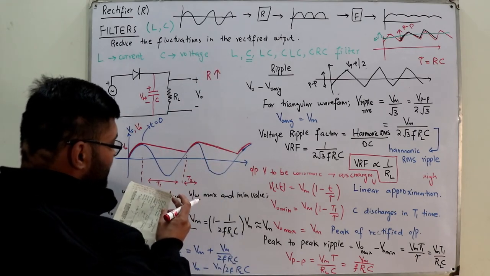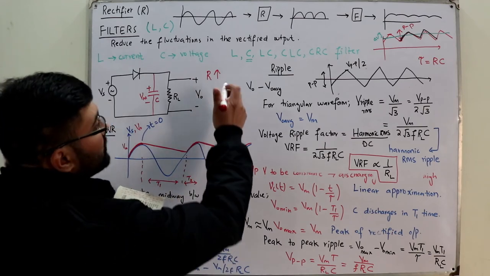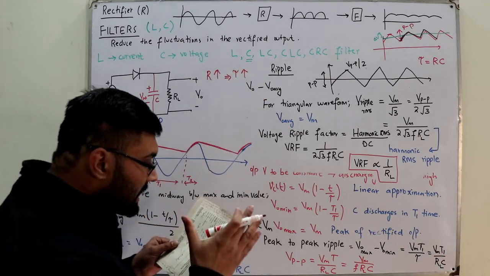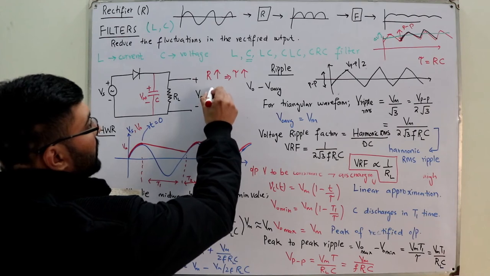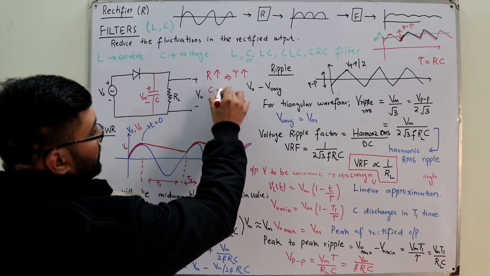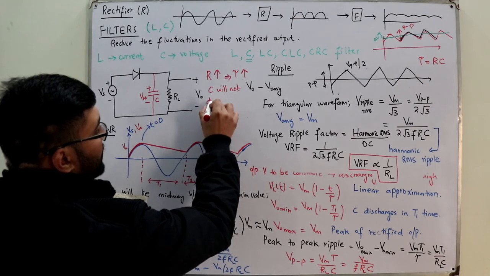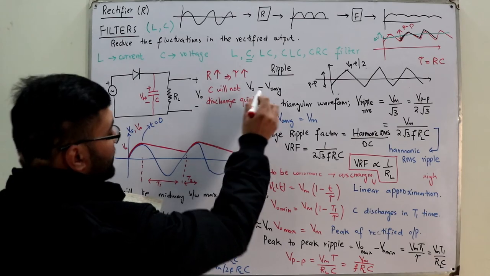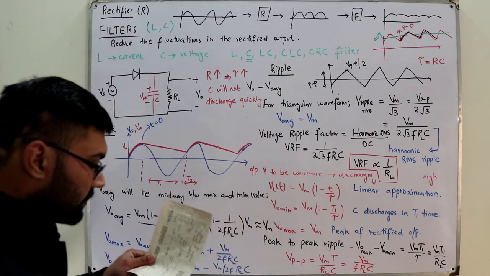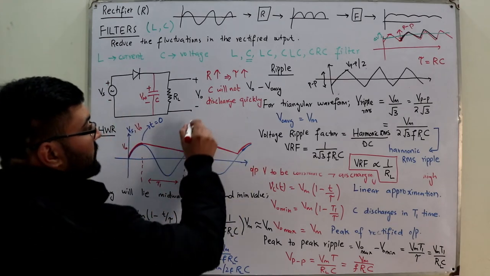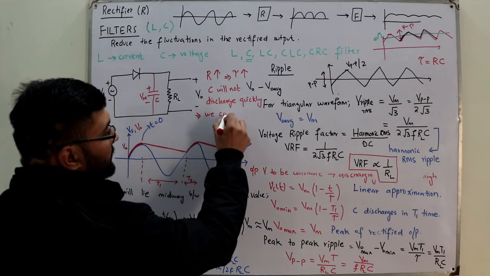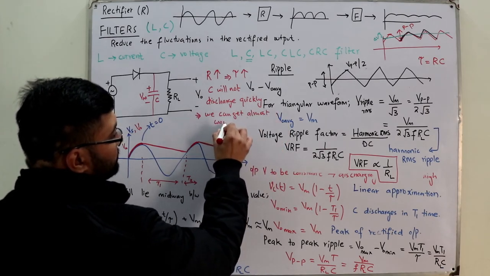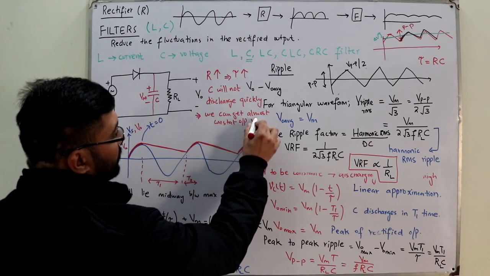You can make use of the capacitive filter because with a high resistor, the time constant is high. This would imply that tau would be high. And if the time constant is high, this means that the capacitor will not discharge quickly once it has charged to the maximum value Vm, right? And if it is not discharging quickly, this would imply that we can get an almost constant output voltage.